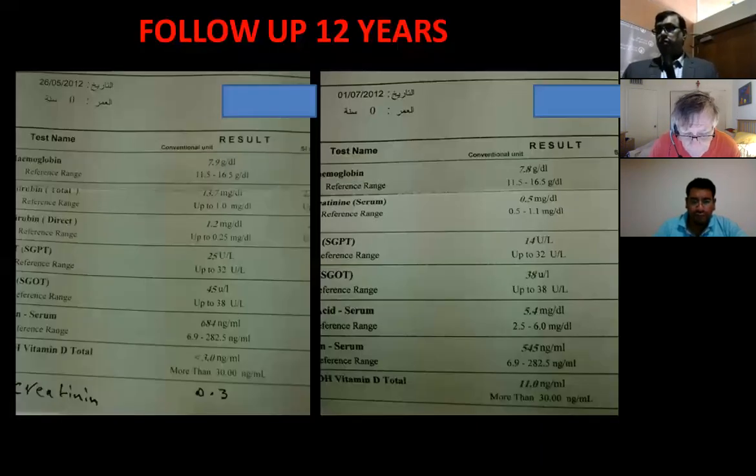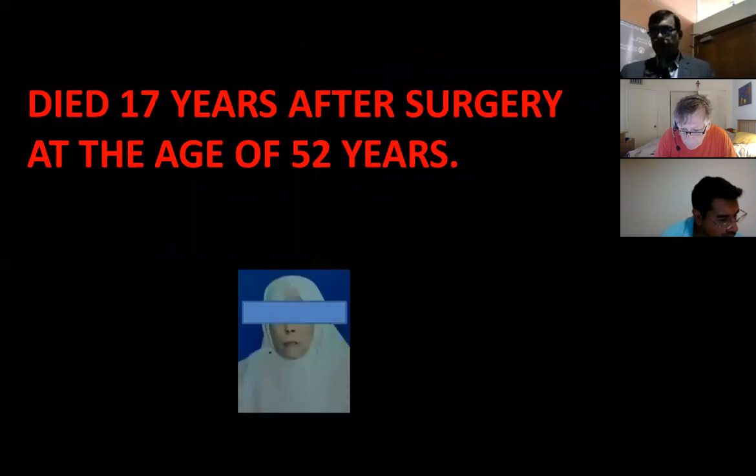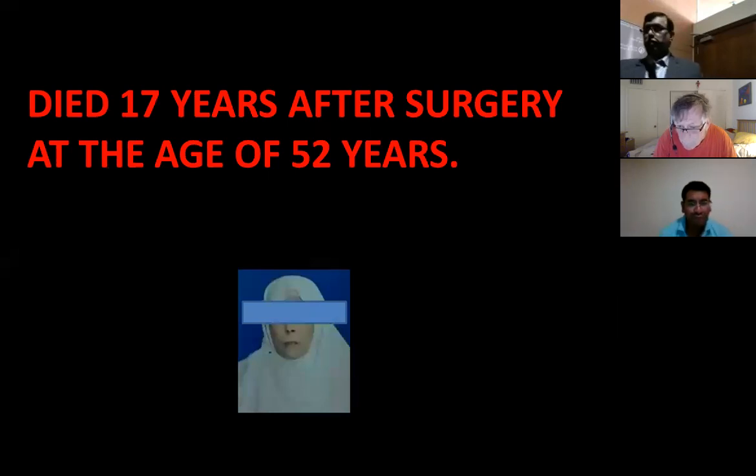Followed up for 12 years, 2012. And she was still anemic, of course. She died 17 years later, in 2017. She was 52 years of age at the time of her death because she succumbed to her disease, which is usually the case. Do they live long?